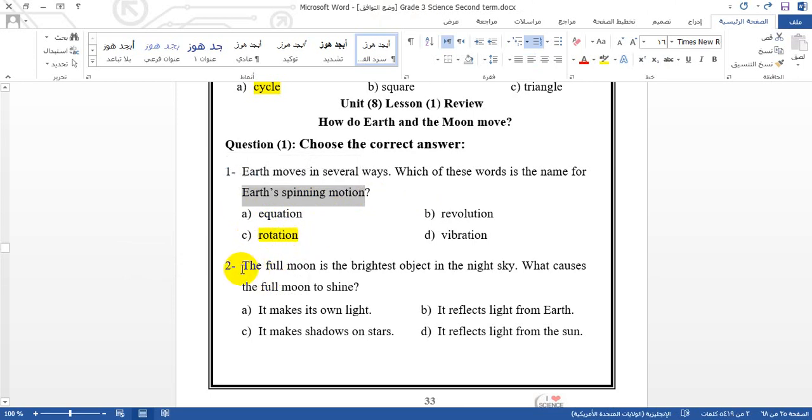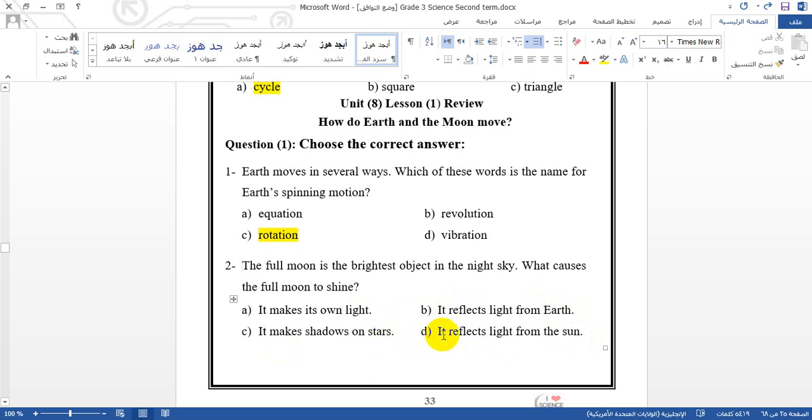So question number 2. The full moon is the brightest object in the night sky. What causes the full moon to shine? It makes its own light, it makes shadows on stars, or it reflects light from the earth, or it reflects light from the sun. So which one is the correct answer? Try to think before I answer it.